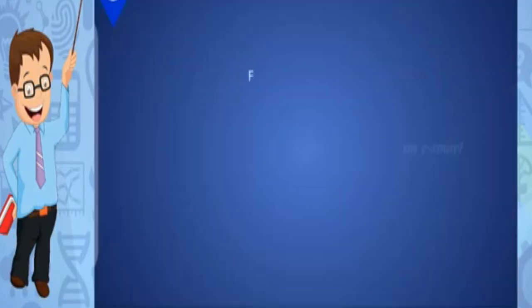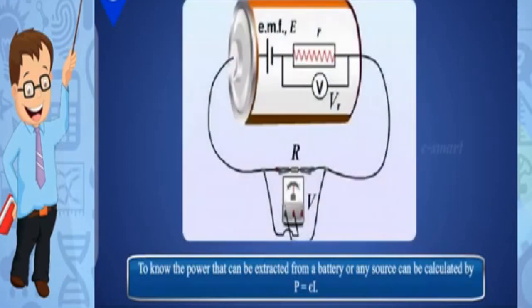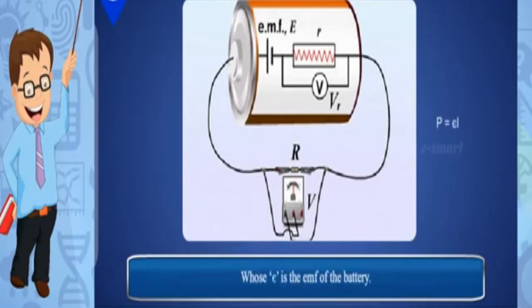From Ohm's law, V equals IR. Therefore, from equation 3, P equals I²R or V²/R. Let us consider it as equation 4. The power that can be extracted from a battery or any source can be calculated by P equals EI, where E is the EMF of the battery.